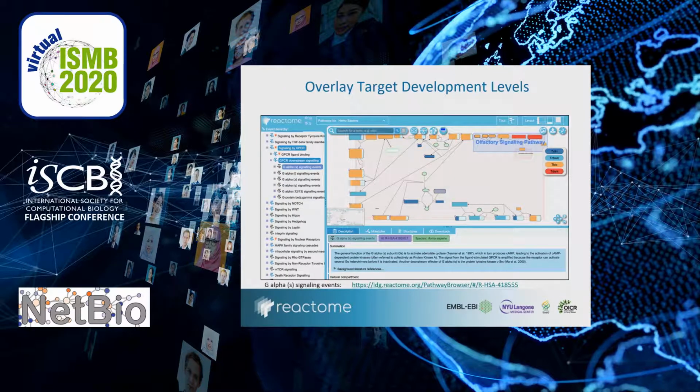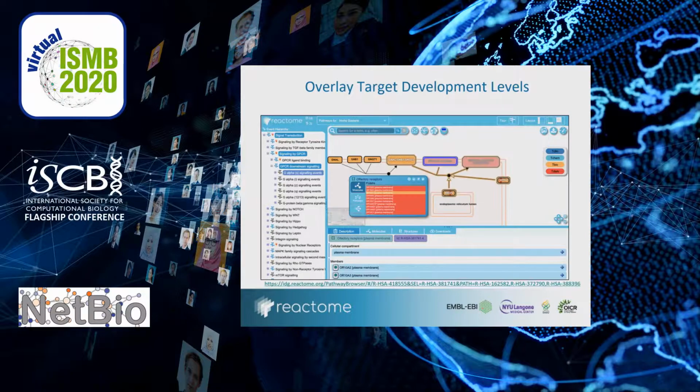This is a screenshot showing what the diagram for the G-alpha signaling pathway looks like after overlaying the target development levels. We can see the 4 IDG development levels associated with the Reactome entities. Taking a moment to explain the color overlay, dark blue colored entities represent the T-clin level, light blue for T-chem, orange for T-bio, and red for T-dark. Now we can zoom into the diagram to view the olfactory receptors entity, and we can see that these contain a number of T-dark proteins.